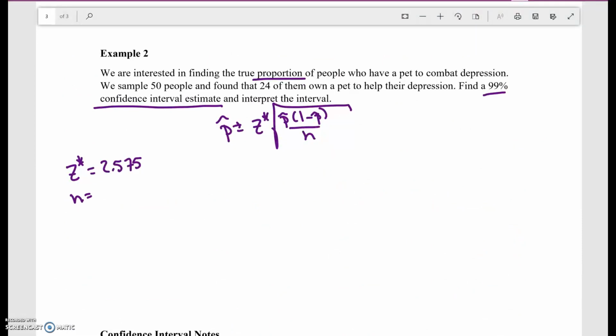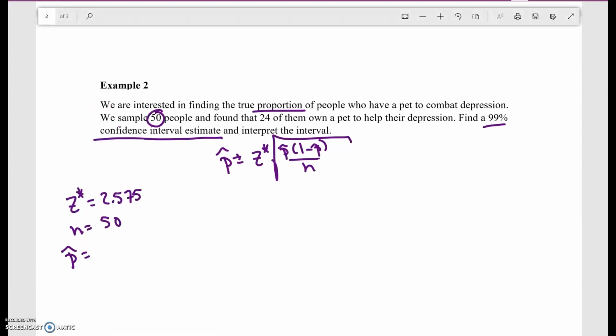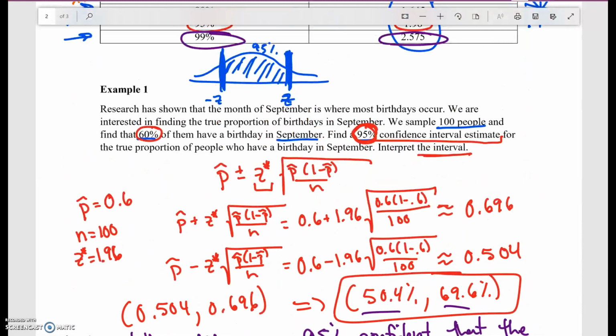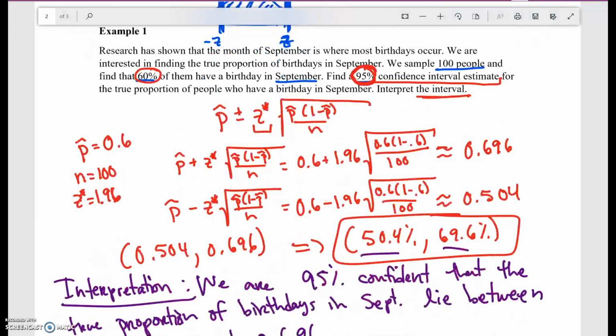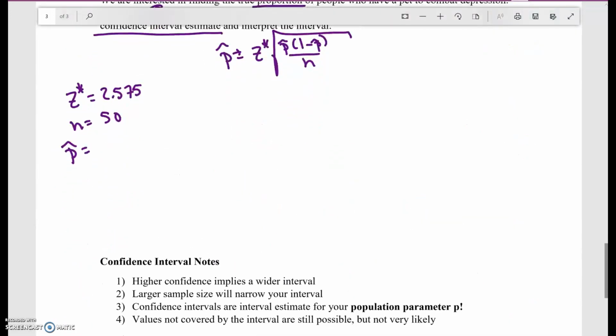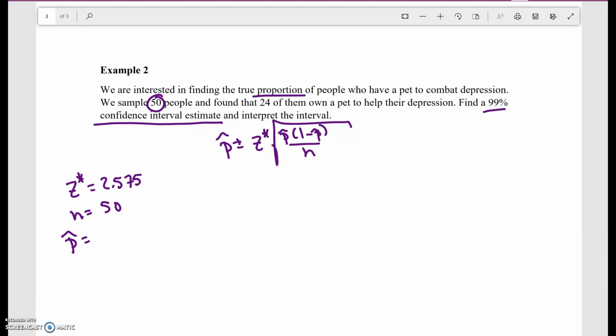The number of samples that we've gathered was 50. Now, p hat, notice that p hat was not given to us this time. If you go back up, there our p hat was already given to us. We said that from 100 people, 60% of them had a birthday in September. In this case, we do not have the percentage, but we can calculate it, because all we have to do to figure out the proportion is find the proportion of people who own a pet. So here it is 24 out of this 50. Well, the proportion in this case is going to be 0.48, okay?